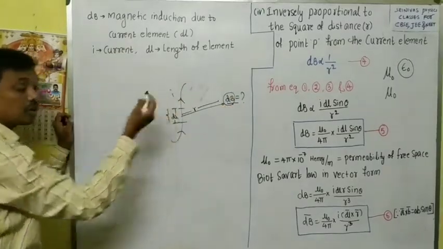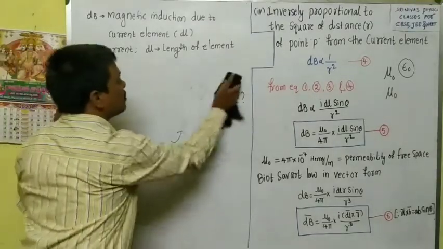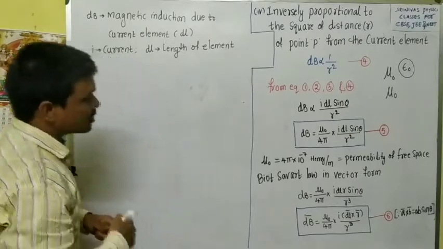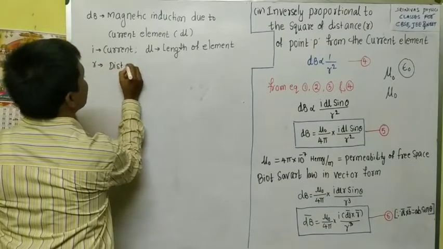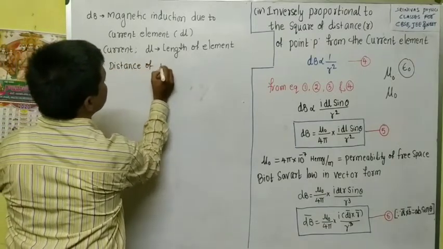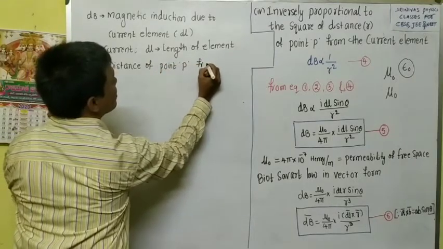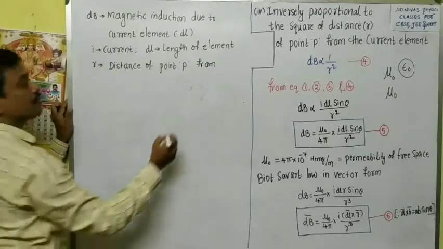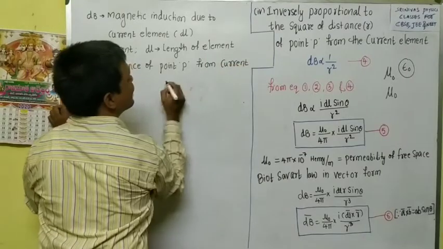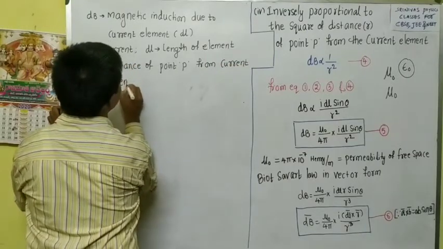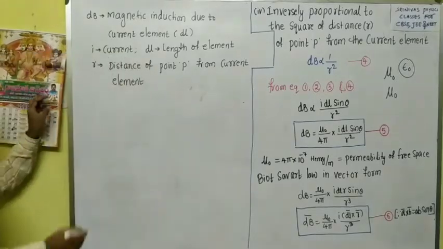If you want to find the total magnetic induction, what do you have to do? You have to do the integration, right? Let us go for some more terms. What is r? We already know r is the distance of point P, where we are finding the magnetic induction, from the current element. Now all the terms are completed.